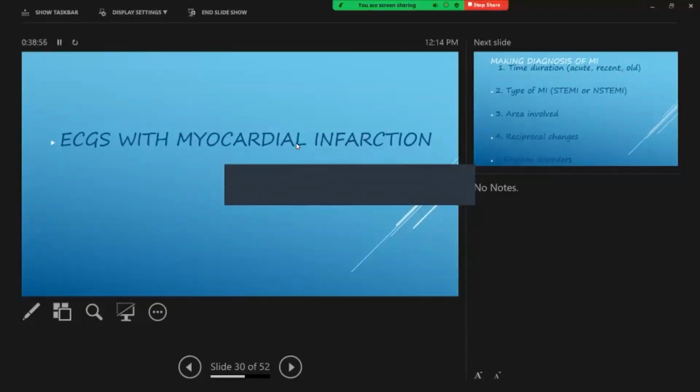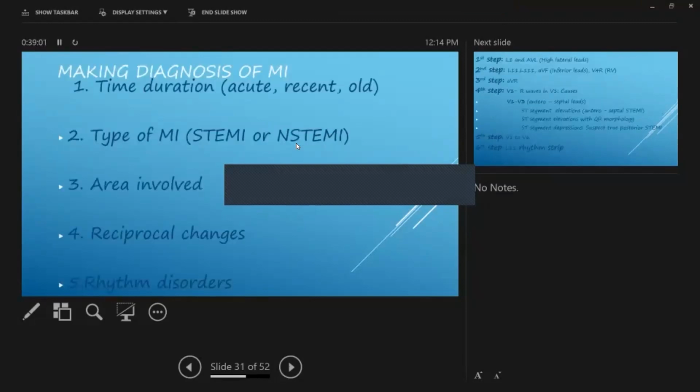Now let's move to ECGs with myocardial infarction. Making the diagnosis of myocardial infarction, you have to include these 5 things. First, time duration, as in any disease condition, acute, recent, or old. Then type of MI, ST elevated MI or non-ST elevated MI. Then the area involved, extensive anterior, inferolateral, high lateral, and so on. Reciprocal changes, if present, and the rhythm disorders, if present, you have to mention.